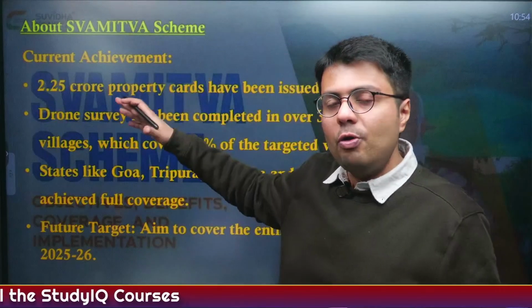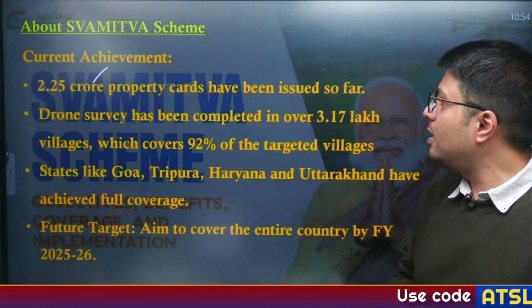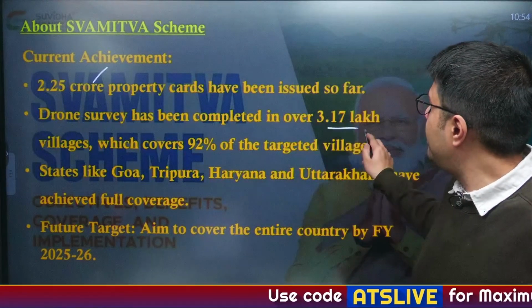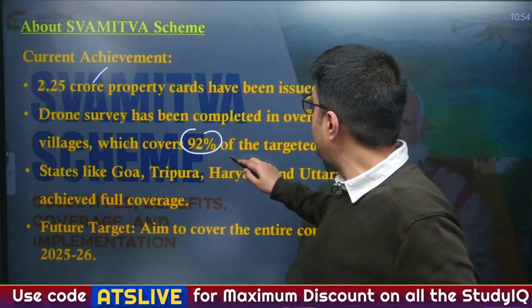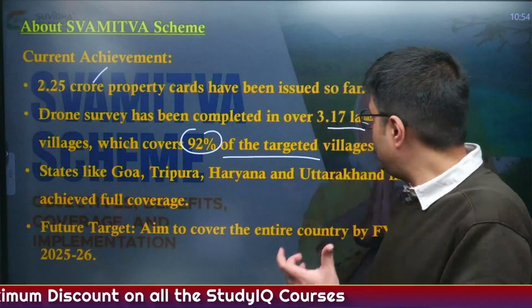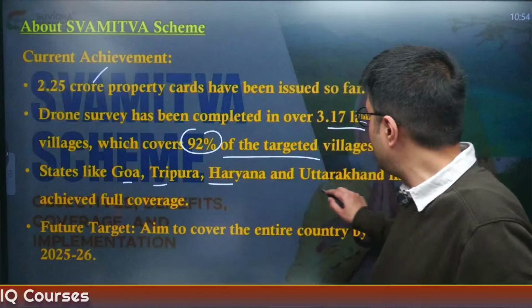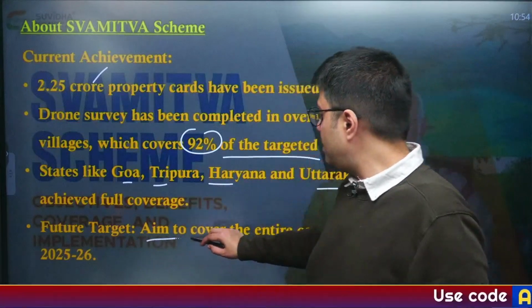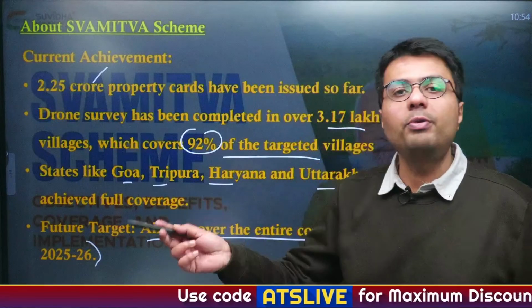As I have already told you, till now about 2.25 crore property cards have been issued so far, and the drone survey has been completed in 3.17 lakh villages, which covers about 92% of the targeted villages. Now, many states have actually achieved 100% or full coverage of the scheme, that is Goa, Tripura, Haryana, Uttarakhand, and the future target is to cover the entire country by the end of next financial year, that is 25-26.